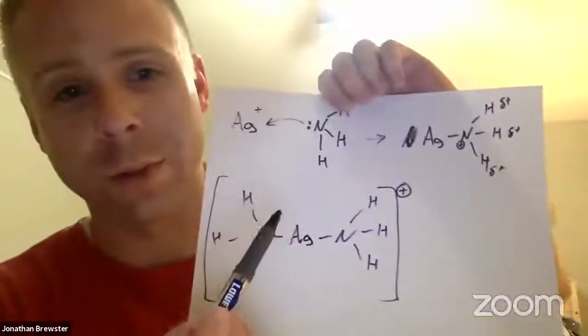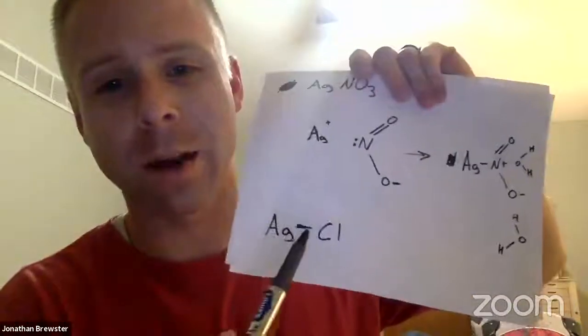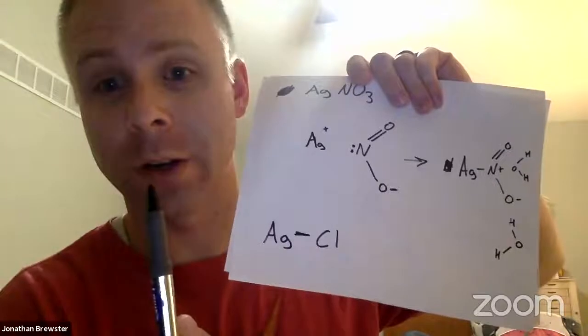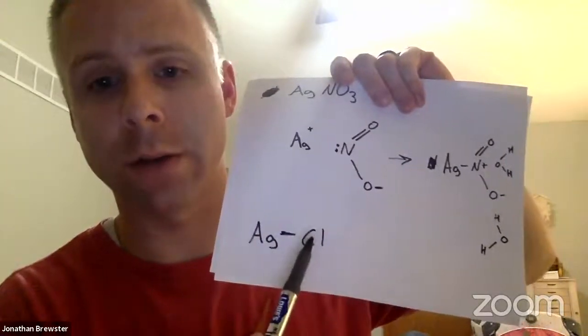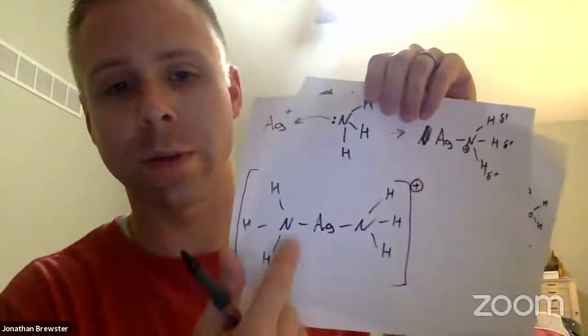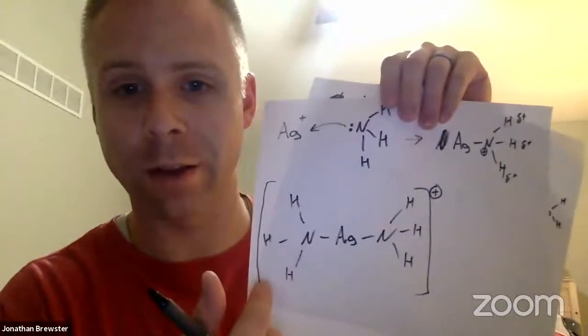Now, what this all comes down to is, can that ammonia kick off the halogen? The stronger the silver halogen bond, the less likely it is for ammonia to be able to come in and kick off the halide. And that's what we're going to be looking at for section, what is this, 4? Yep, section 4. We're looking at whether ammonia can kick off the halide.